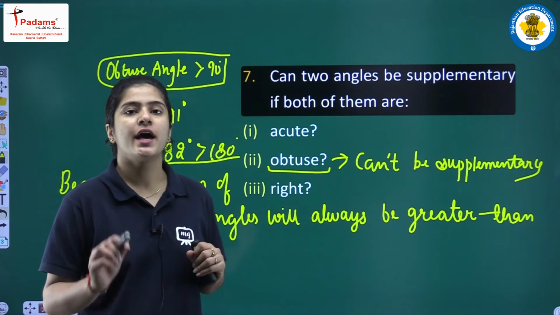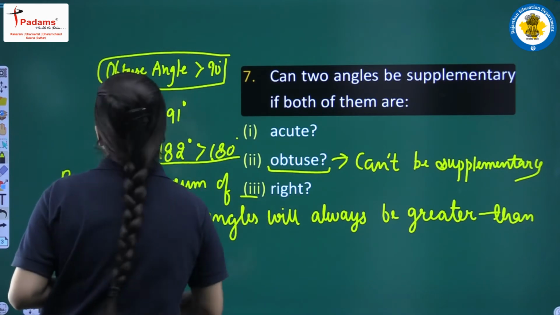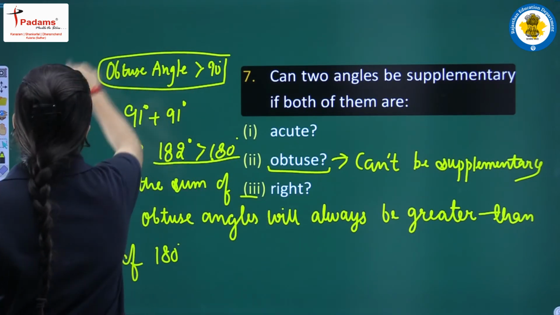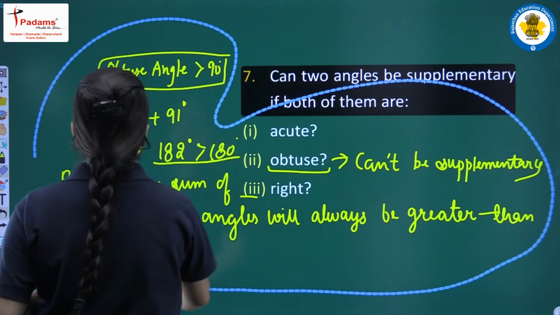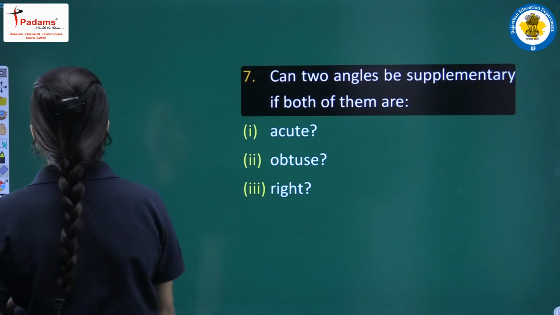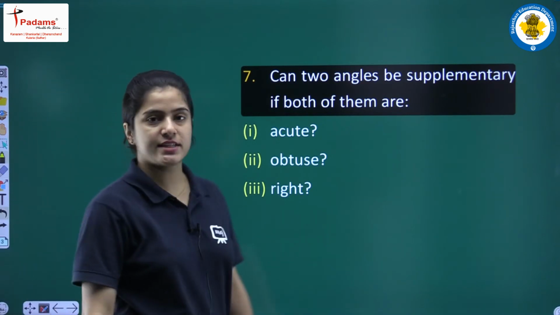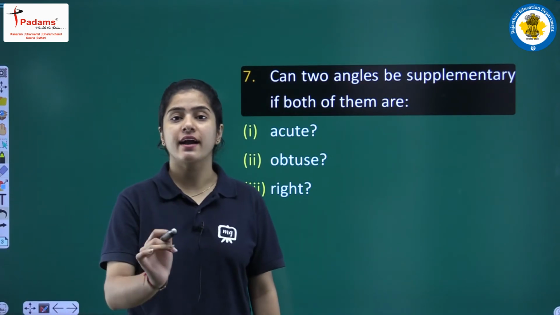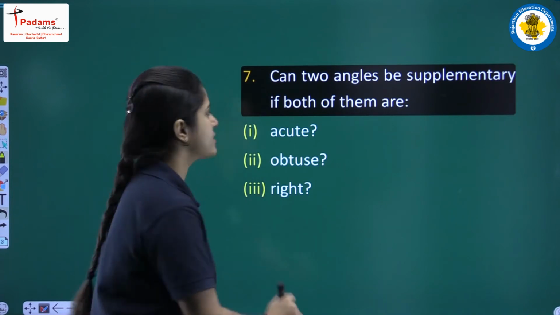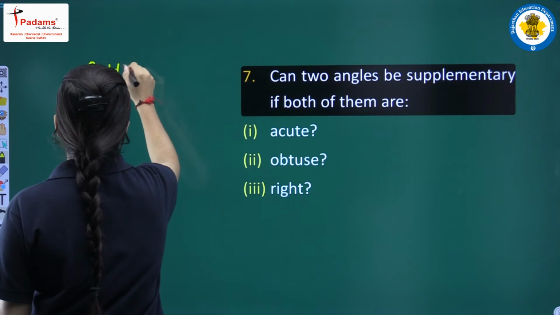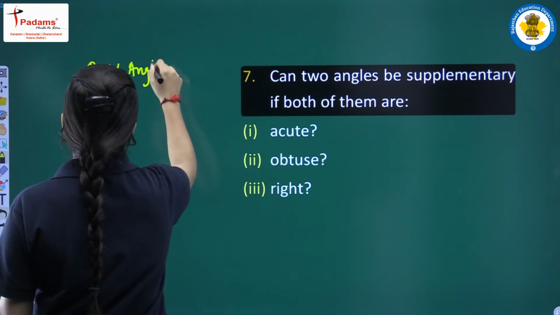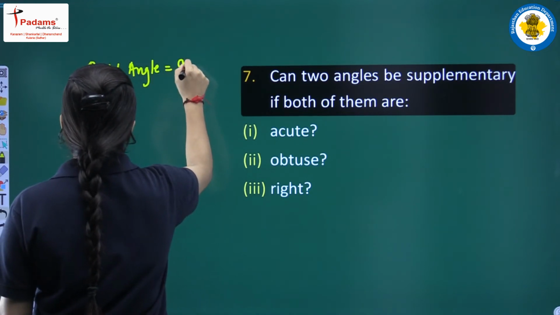Alright, students. Now we'll be looking at the third part, that is right angles. Can two angles be supplementary if they both are right angles? Okay. So what is the measure of the right angle, students? A right angle is equal to 90 degrees.